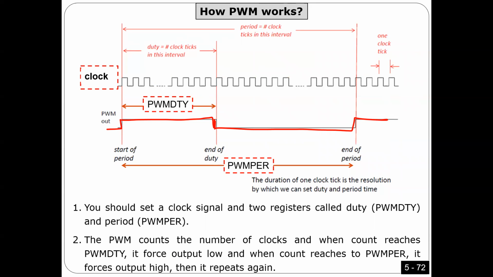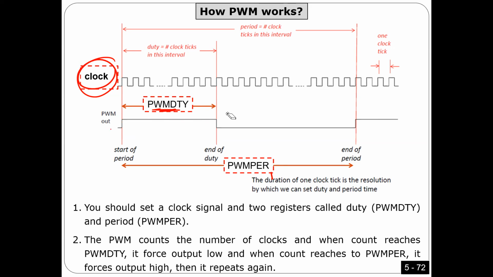Okay. Number one, I have a clock. I'm going to tell you how I can get this clock, but I have a clock. And then every channel has two registers. One register is called the period, pulse width modulation period. So we have 8 of them: period 0, period 1, period 2, until period 7. So every channel has 2 registers, right? One is called the period, the other one is called pulse width modulation duty, right?